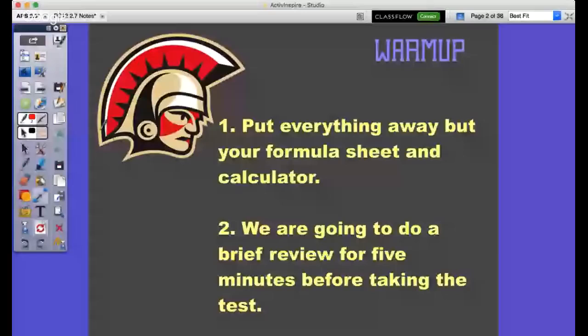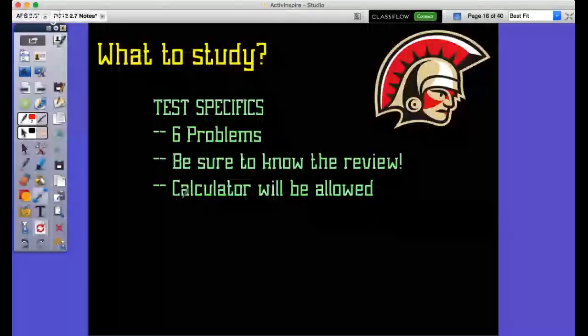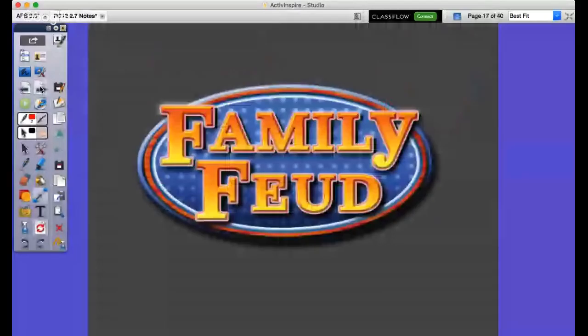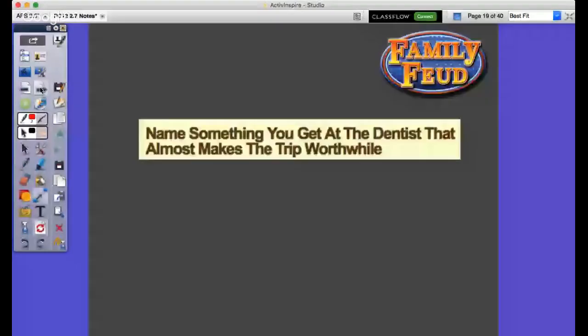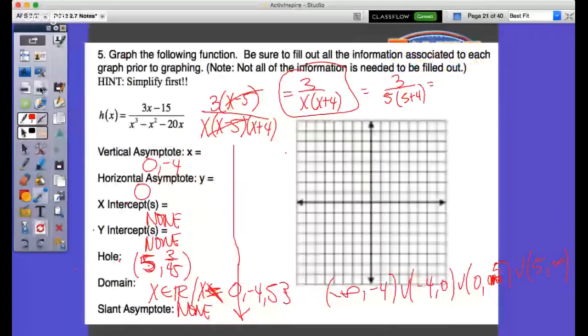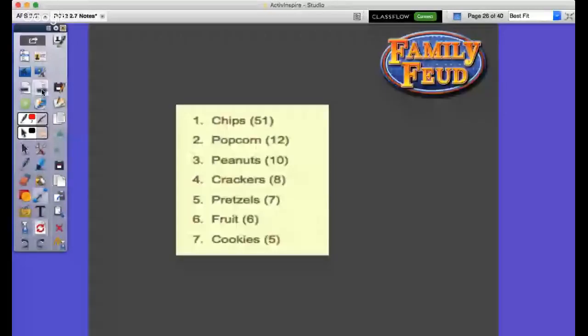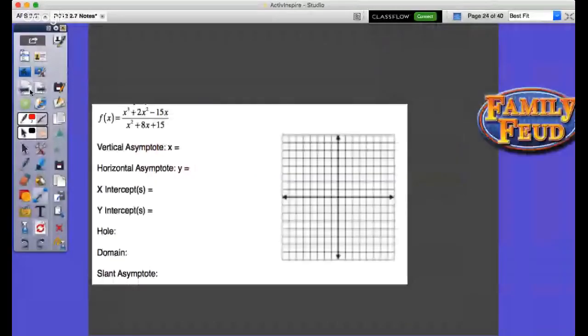I think the big thing to realize is on 2.7, the 6 problems to focus on may be a little different than the actual review, but they are the same possible types of problems, ones that I would really recommend you look at. One of the ones I want to start with is this idea of what do I do with the slant asymptote? I want to walk through the process that's here.